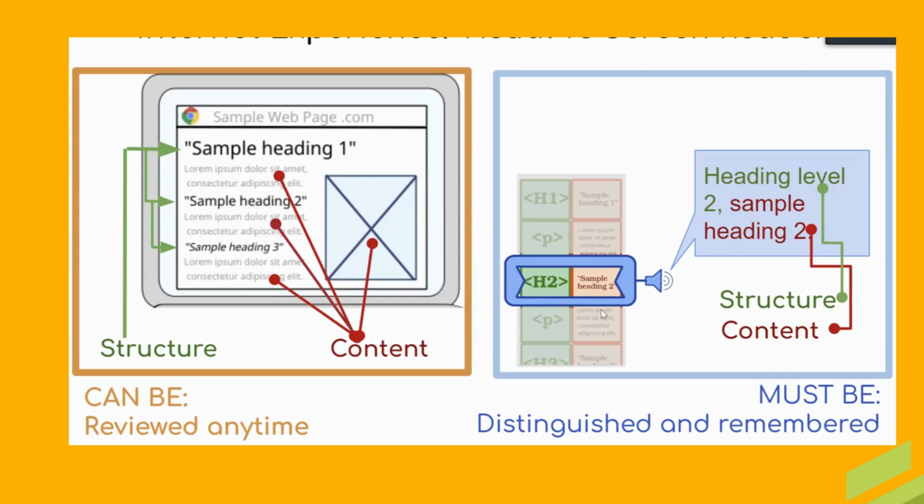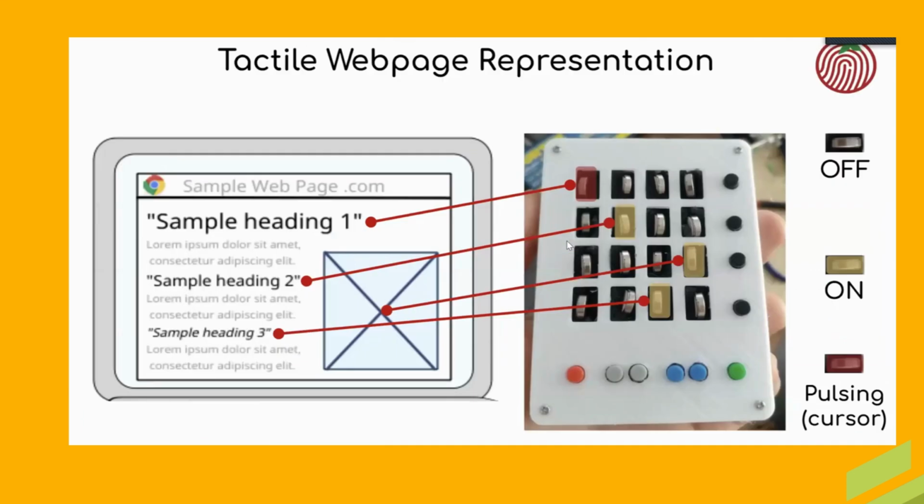But when you're using the screen reader, everything gets merged together. You access it at the same time, and you need to distinguish the difference between what is structure and what is content, and then try to build that in your head, which is a lot of mental effort. So what we came up with as a solution is a tactile representation of the web page in which people can access and interact with the content, but feel what's in the structure.